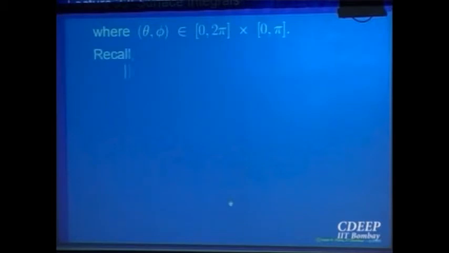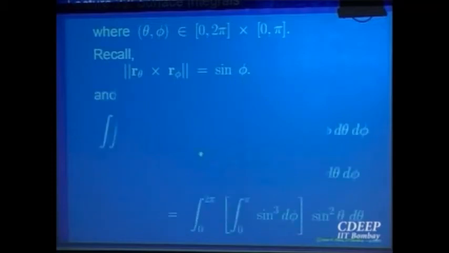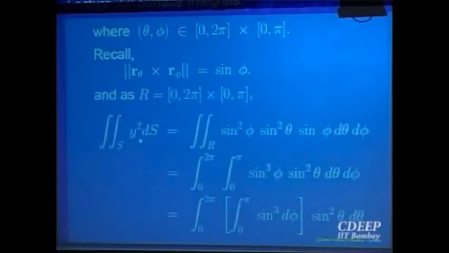We have computed the norm of r_theta cross r_phi many times by now, and that is equal to sine phi. So we put in the values. Writing f in terms of theta and phi, f is y squared, and the y component on the sphere is sine theta sine phi, so y squared is that squared. And this is multiplied by sine phi, the norm of r_u cross r_v, d theta d phi. Clear? That is going to be the surface integral.